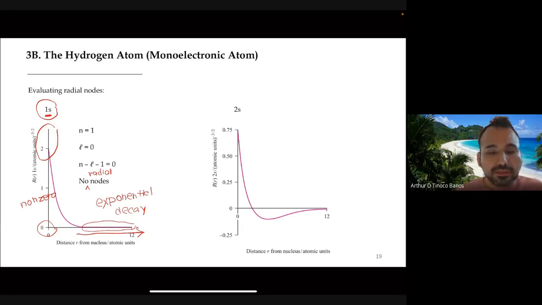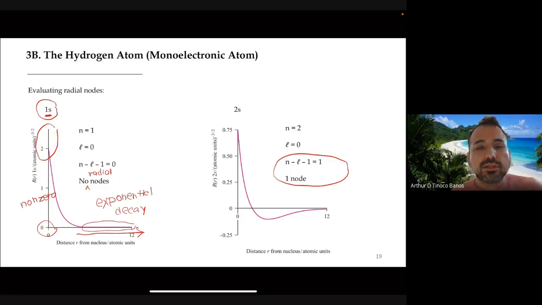Two. Very nice. So the value of n equals 2, l equals 0. Then we calculate the number of radial nodes, n minus l minus 1, and that's going to give us a total of 1 radial node. All right, so let's look at that in terms of the graph that we have here.